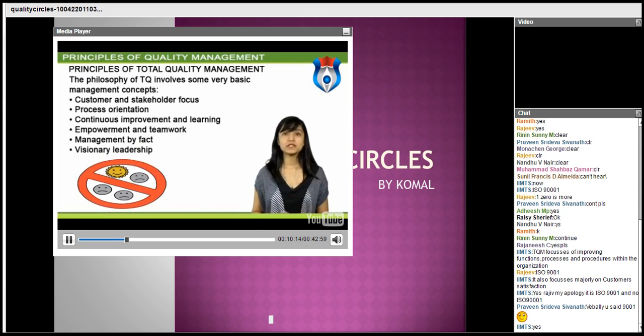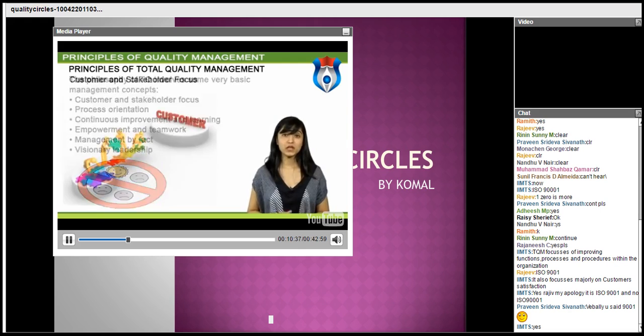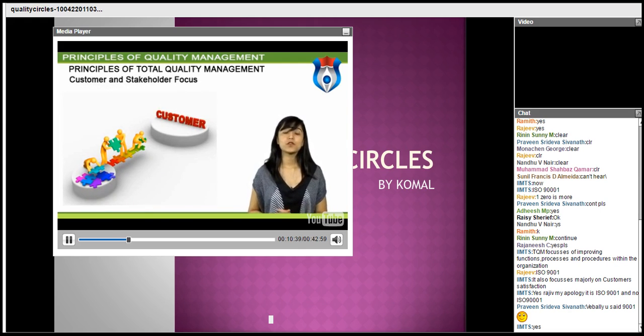The policy of TQ involves some very basic management concepts: customer and stakeholder focus, process orientation, continuous improvement and learning, empowerment and teamwork, management by fact, visionary leadership that views TQ as a strategic organizational asset. Customer and stakeholder focus. The customer is the judge of quality.